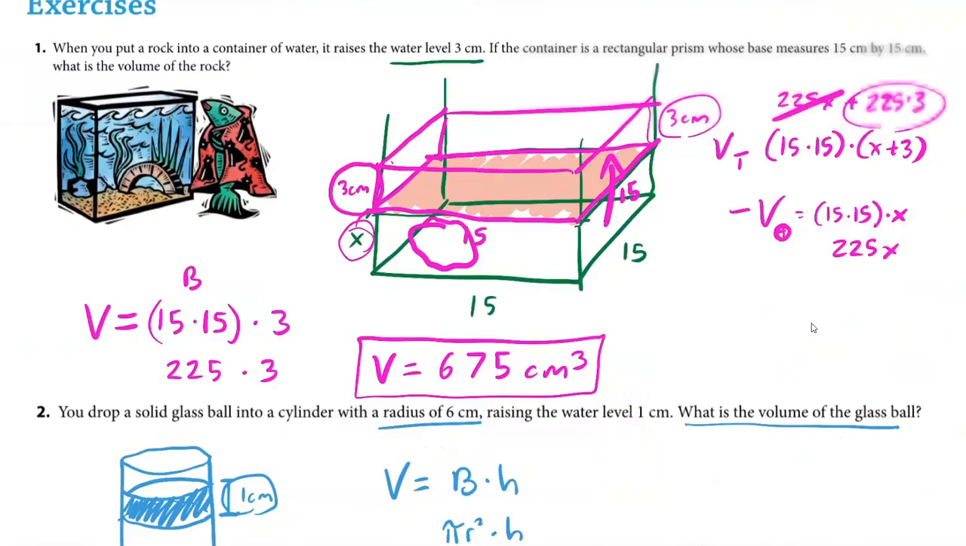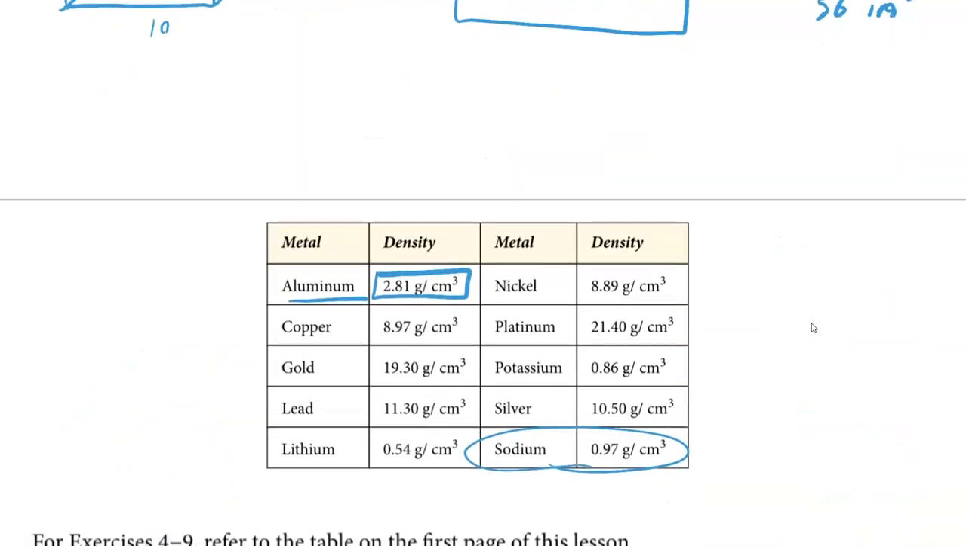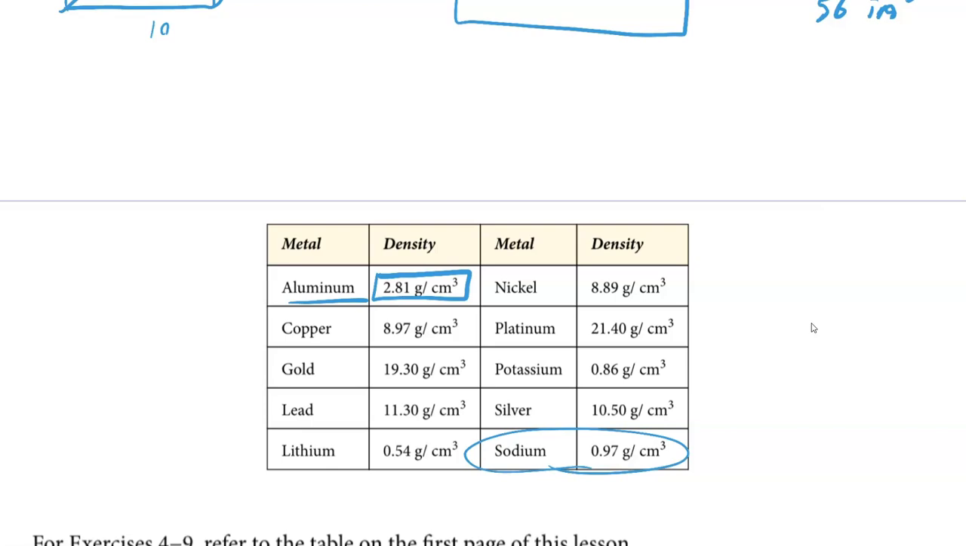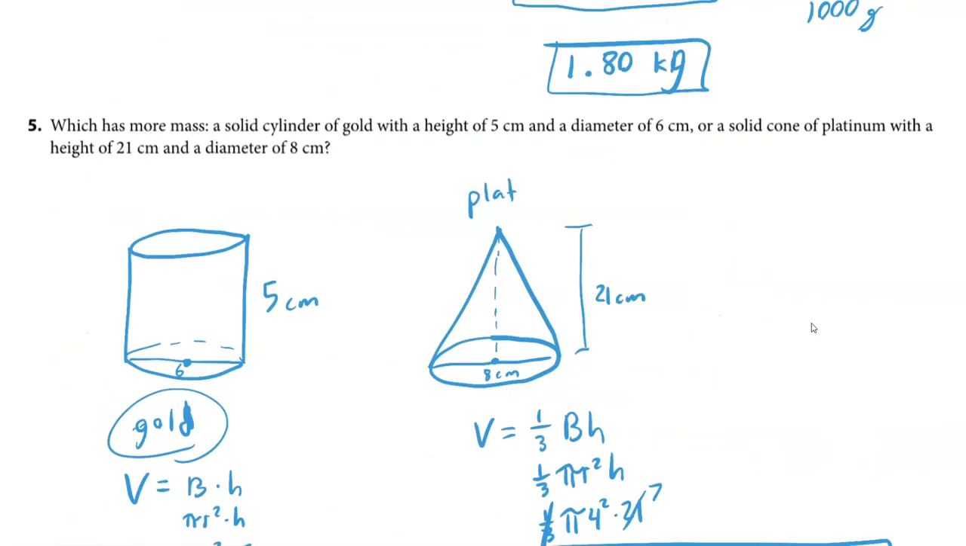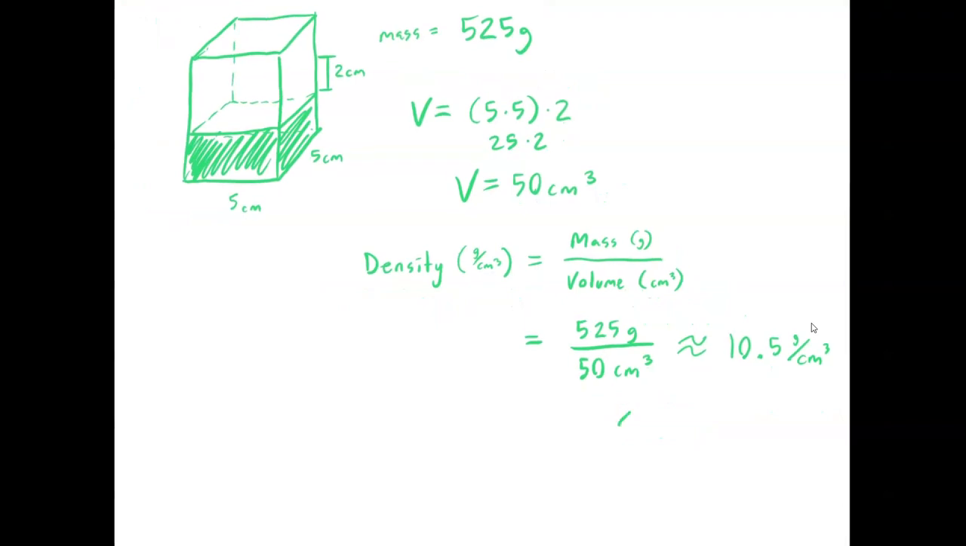Okay, what metal has a density of 10.5? Oh, exactly, silver. Winner, winner, chicken dinner. We got a silver nugget here. Okay, so this would be silver. Whoa, that's not an S-L. Yep, there we go. We spelled silver.